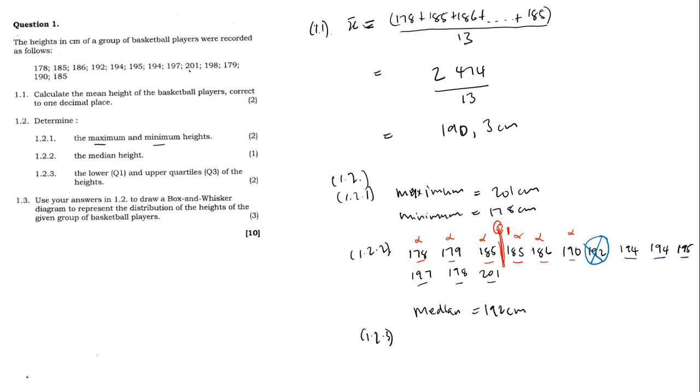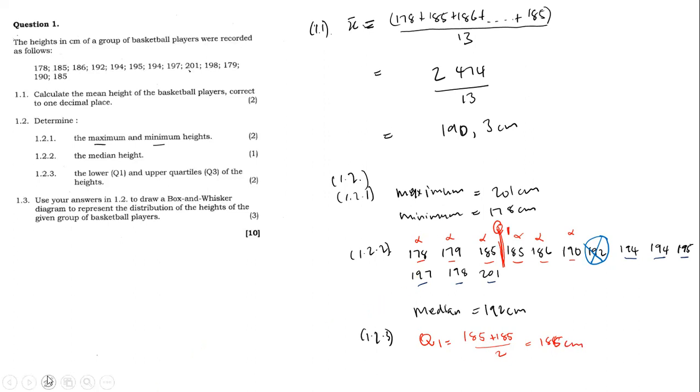So our Q1 in this case, because we have two values in the middle, we do not have an exact value over there. You just add these two values and divide by 2. You're still going to get 185, but let's do it properly. You're going to say 185 plus 185, and then you divide by 2. You're going to get 185 centimeters. That's how we determine our Q1, or our lower quartile.